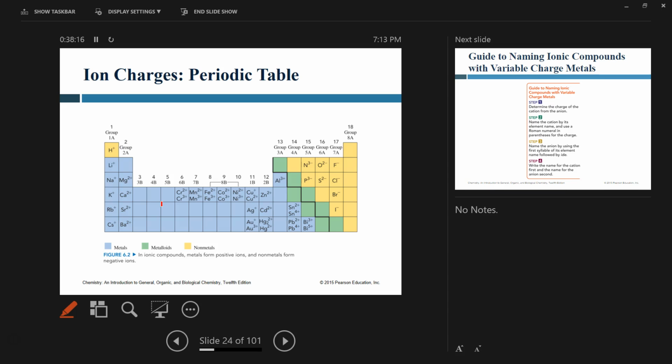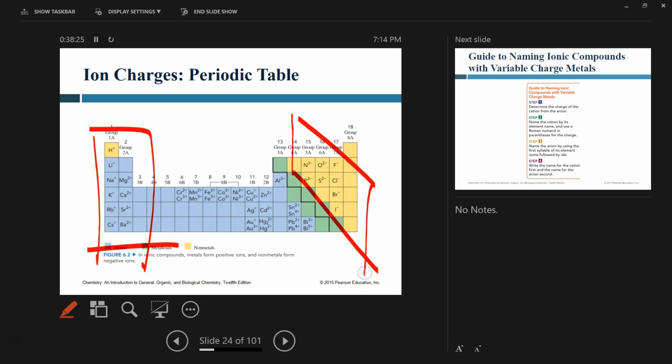Now, let me be frank with you. This is always this way, for monoatomic anions, always this way. So like, if it's nitrogen, it's always -3. Am I clear?